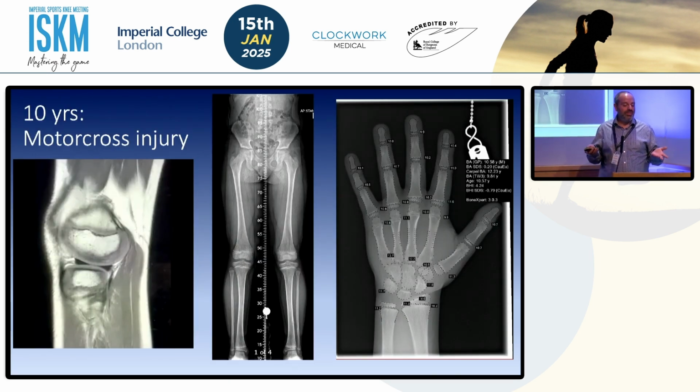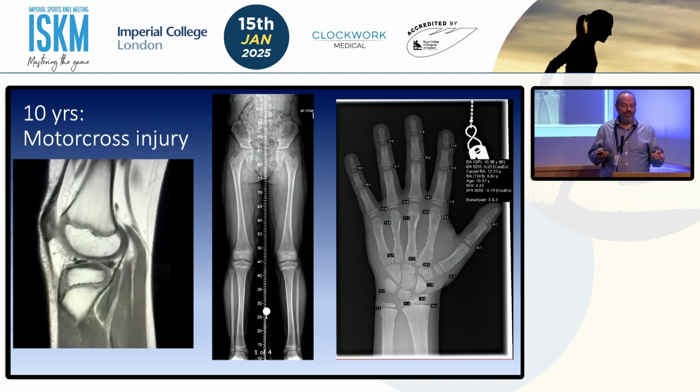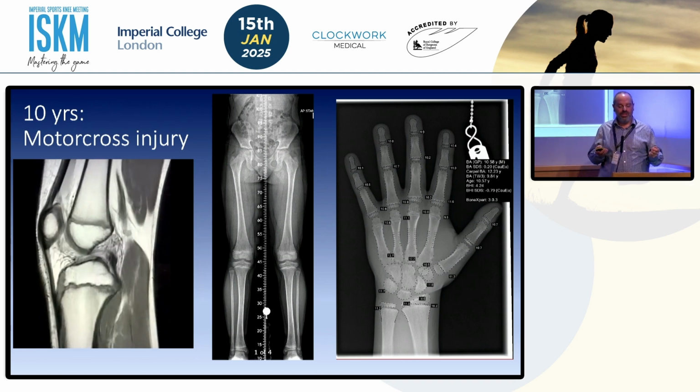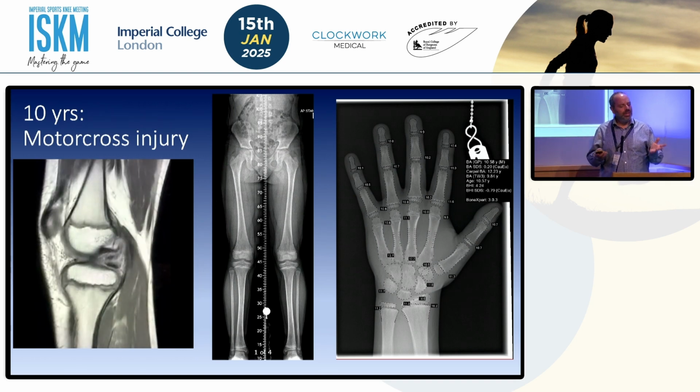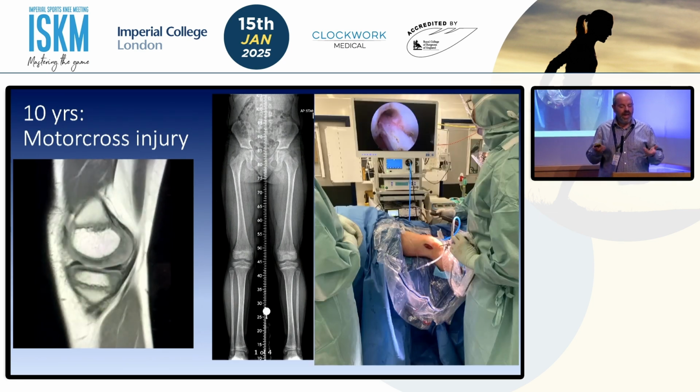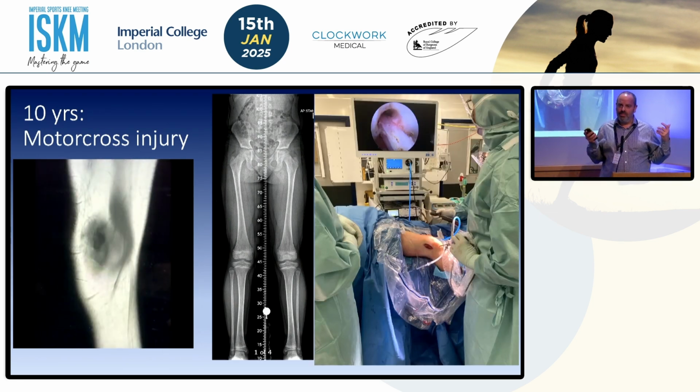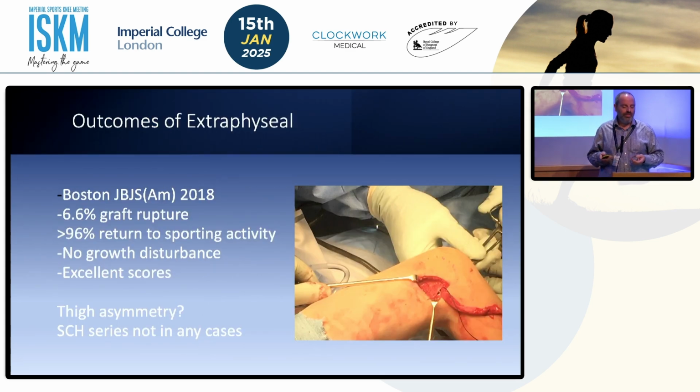And here's an example of a 10-year-old who's had a motocross injury. If you look to the far right, his bone age suggests he's very similar. So he's probably got about 6 years of growth remaining. And that's what it looks like. You can see it's a combined technique that includes an extra articular element as well, and leaves you with a pretty good graft. And the outcomes in the literature for this young age group are really good.